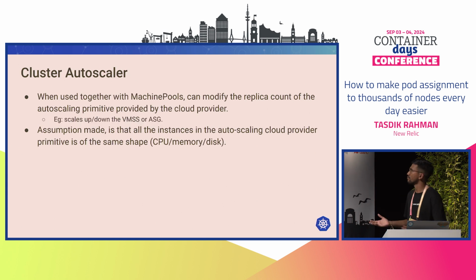Cluster Autoscaler is a very important component of every Kubernetes cluster. In this case, how we use it is very similar to how most folks end up using it: we use it in conjunction with the machine pools, and it can modify the replica counts of the autoscaling primitives provided by the cloud provider, scales up, scales down, simple and straightforward. And the assumption made is that for each of these machine pools, you end up needing to have a similar shape and size, by which I mean CPU, memory, and disk, so that autoscaling can work better or efficiently out of the box, right?